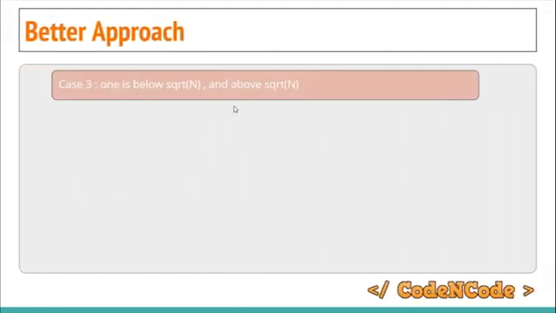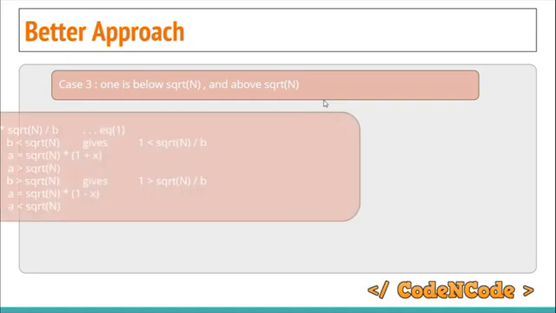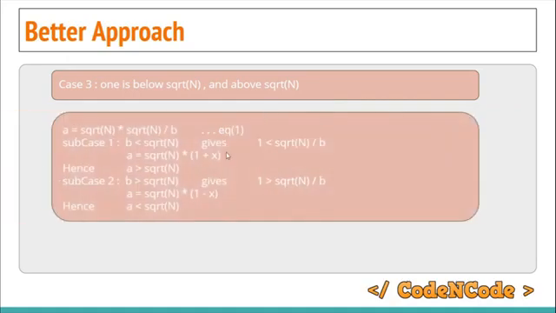To prove case 3, that is one is below square root of n and another one is above square root of n, we would prove it directly. We would use direct proof to prove this. We can write a as square root of n multiplied by square root of n divided by b, right? So subcase 1 is when b is less than square root of n. If b is below square root of n, then a should be above square root of n, of course. If b is below square root of n, then square root of n divided by b would be greater than 1.